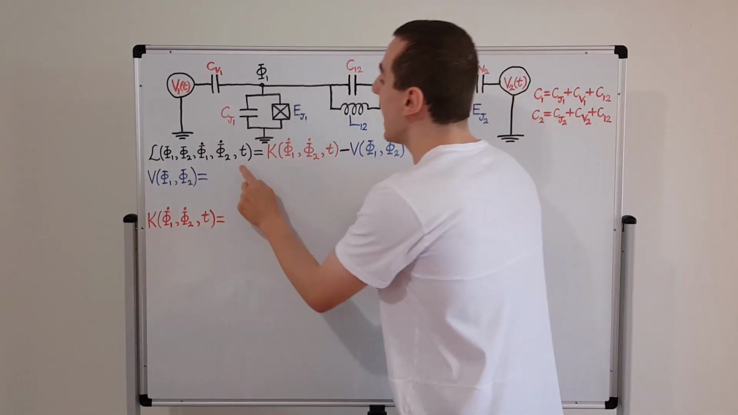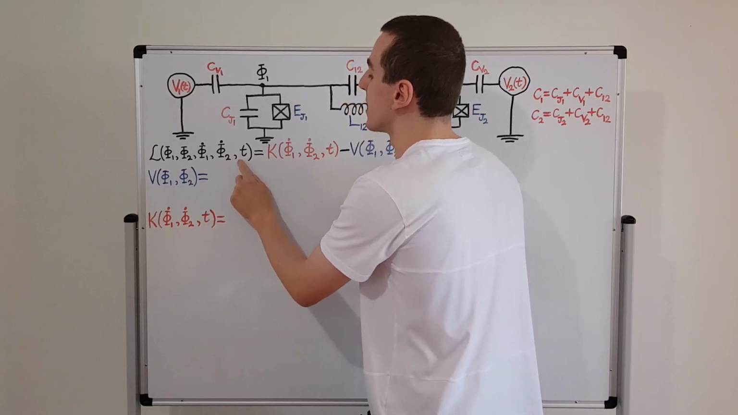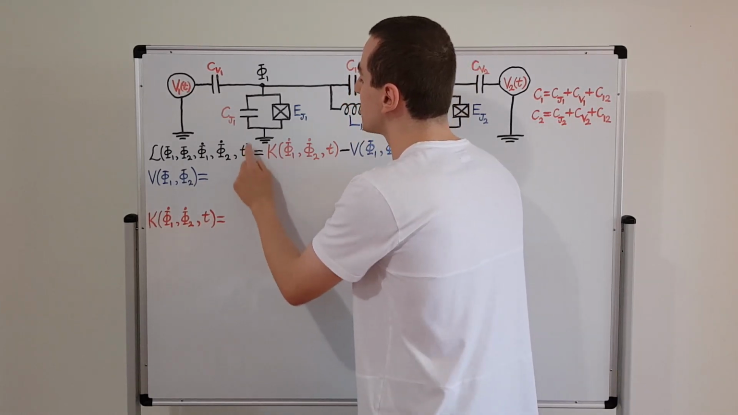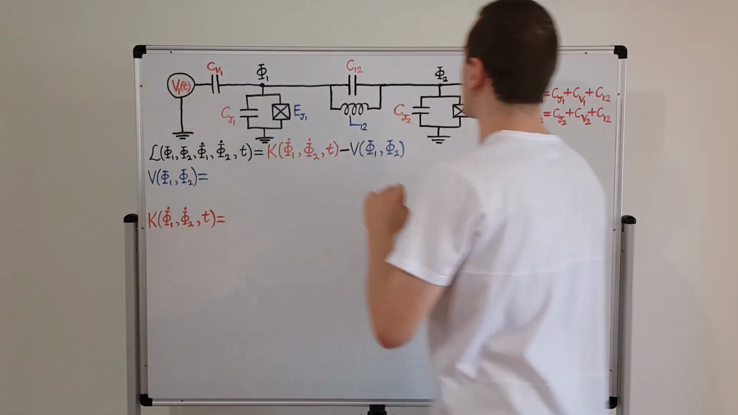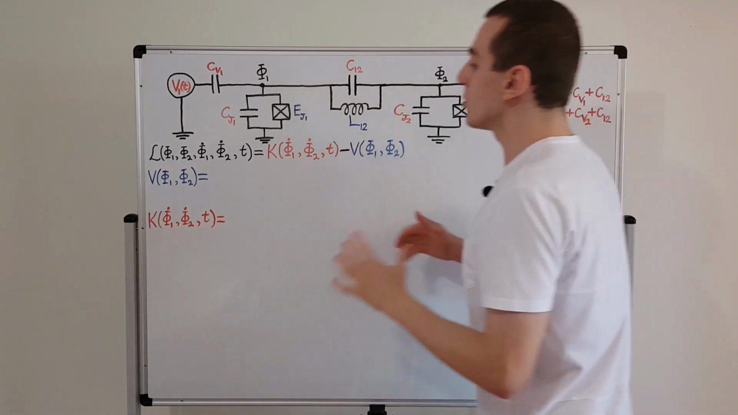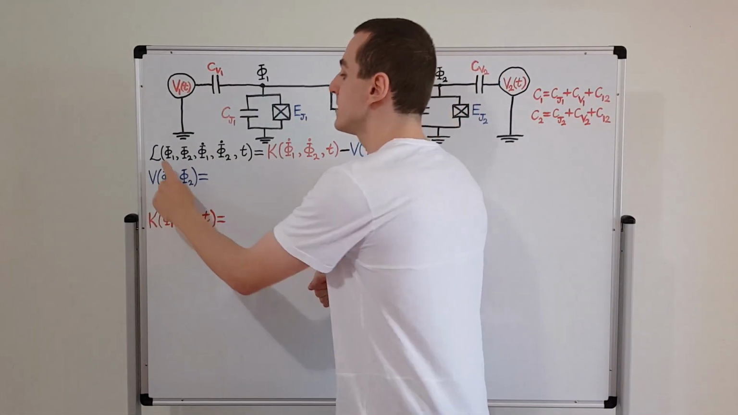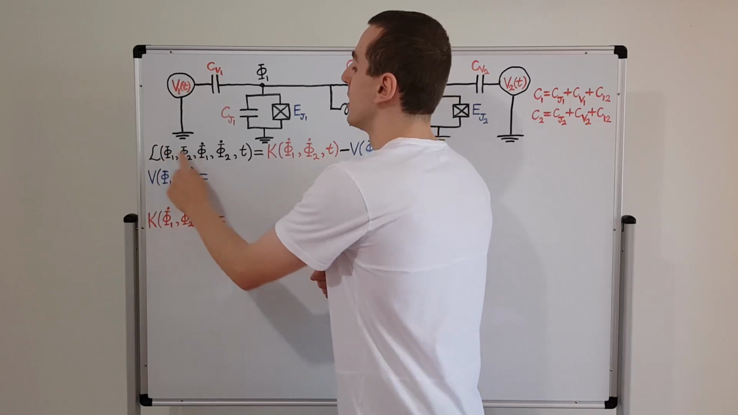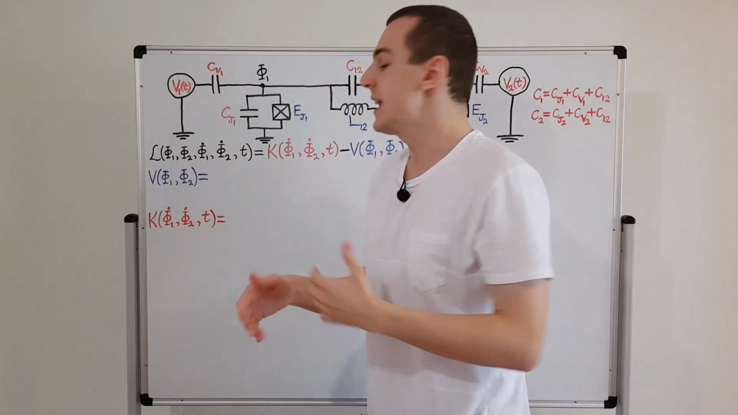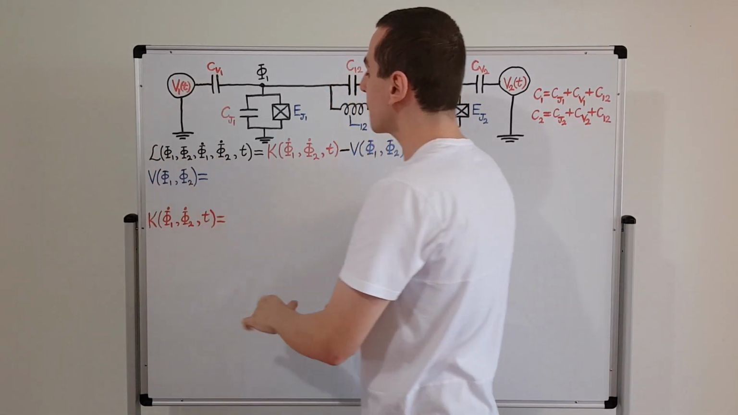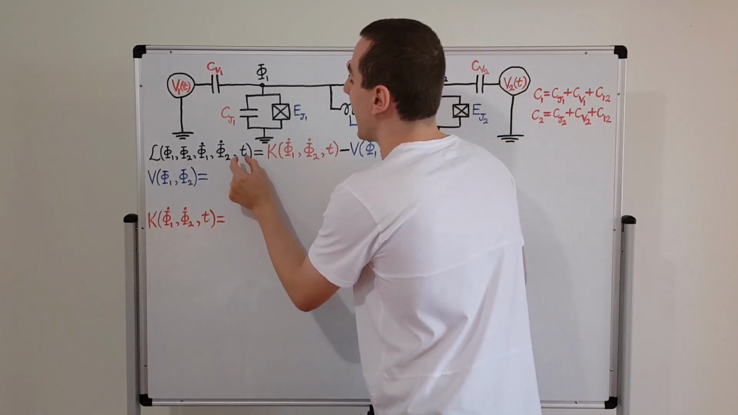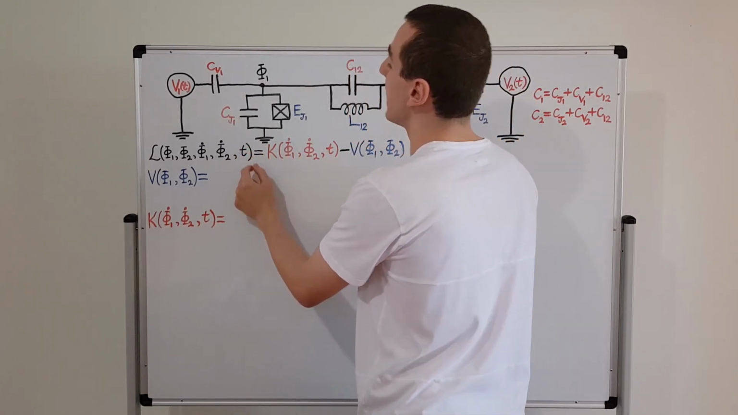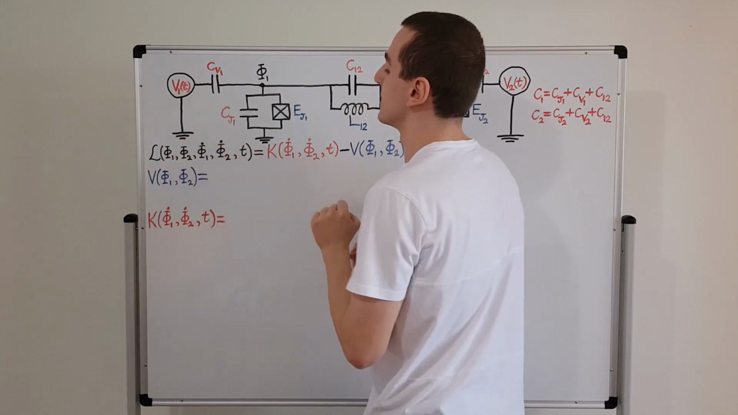And I've also put in an explicit dependence on time. Now that explicit dependence on time comes from these external voltages. There is also an implicit time dependence in all of these quantities over here. So these are dynamical quantities and they change with respect to time. But what we've got over here is an explicit time dependence as well as implicit time dependences.